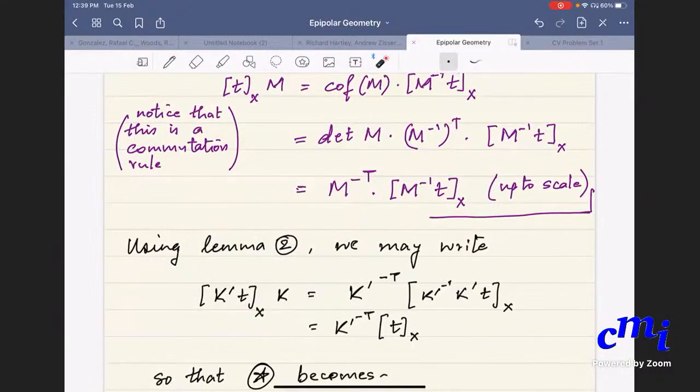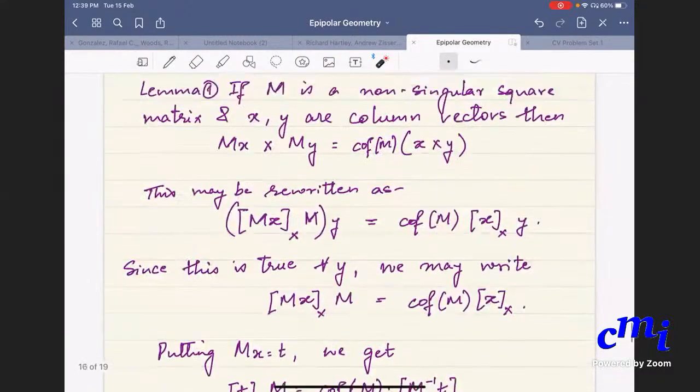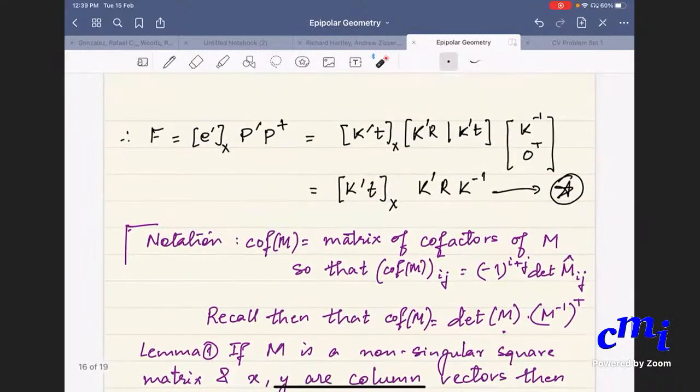So using this lemma, what we have in our expression is this matrix multiplied by this matrix, correct? So I have this in the same situation as that of the lemma. Now what I want to do is pass this matrix to the other side. So I'm going to apply lemma 2 over and over. First I will cross K prime, then I will cross R, then I will cross K inverse. Essentially that's what we are doing.